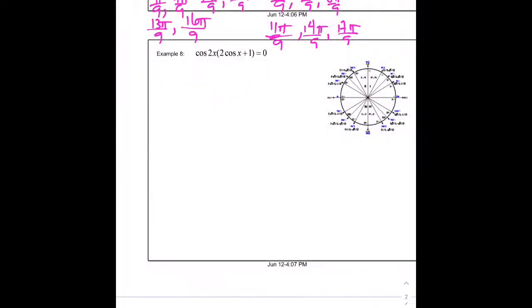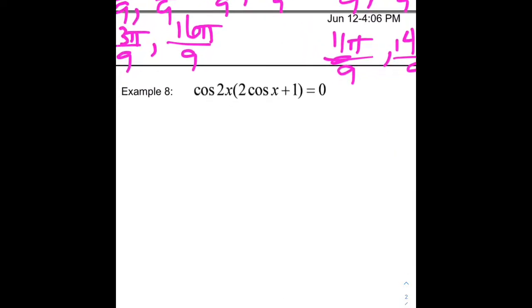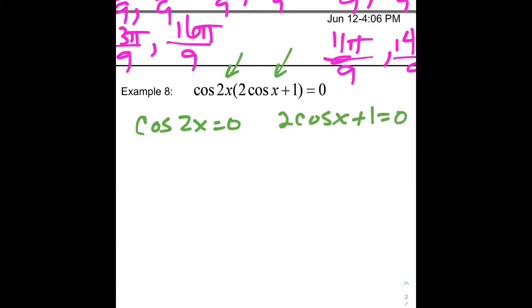Welcome to example 8. My rationale for doing this problem for you is because this is going to be a problem that combines a multiple angle with a problem that has a single angle. So when I'm looking at this, it has been pre-factored for you, so you can use the zero product property, and I can set the cosine of 2x equal to 0 and 2 cosine of x plus 1 equals 0.